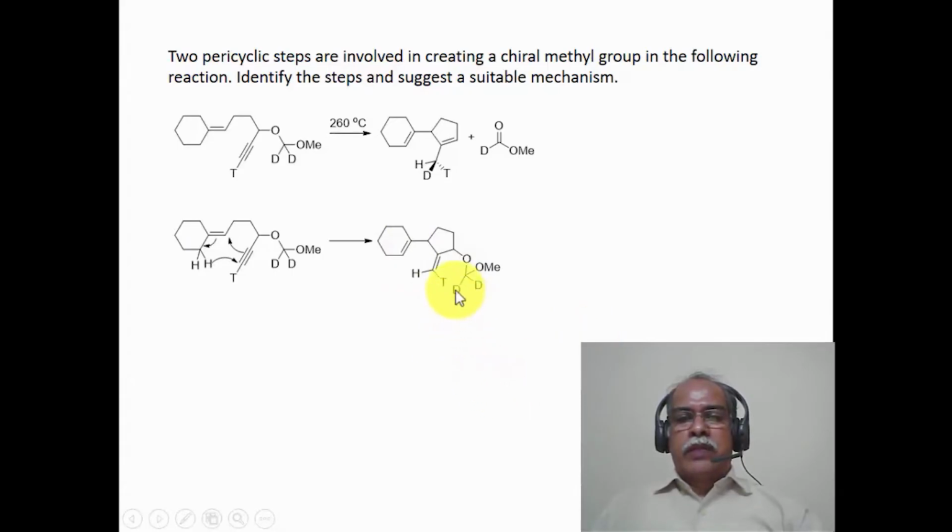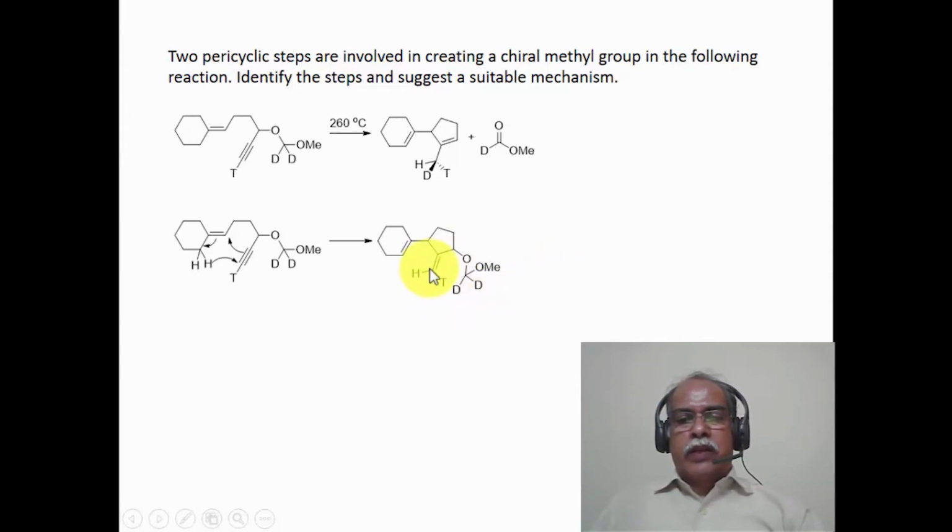Now all you need to do is shift this hydrogen deuterium over here. This should be a suprafacial process. Remember, this is a 1,5 hydrogen shift, so it is a suprafacial process that is going to take place. Here is a deuterium transfer onto this position. If you consider this, actually this product is a retro-ene reaction.